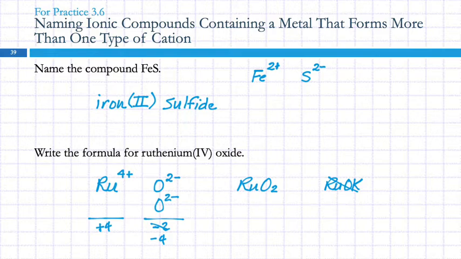You've probably heard about a crisscross method where you take the 4 and it becomes the subscript for the ruthenium and the 2 becomes the subscript for the oxygen. And the thing you always have to check on is, is it the lowest ratio? Because if you do that, you're going to end up with Ru2O4, and you have to simplify that. So I think this method is better.